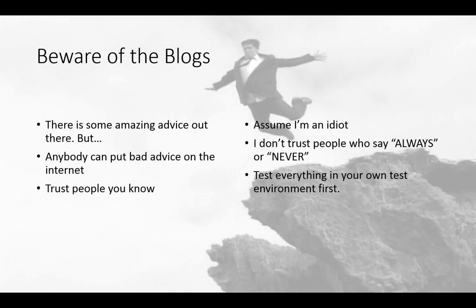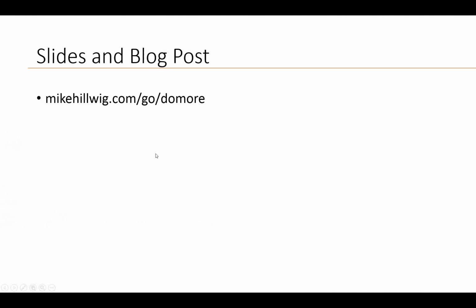My rule of thumb is that I don't trust people who say you should always do something or you should never do something. The only time you should never do something is when it comes to auto shrink. Everything else, there's a fringe case for everything. So again, test this in your own test environment first. And as I mentioned, you can find the slides and the blog post at mikehilwig.com/go/do-more.